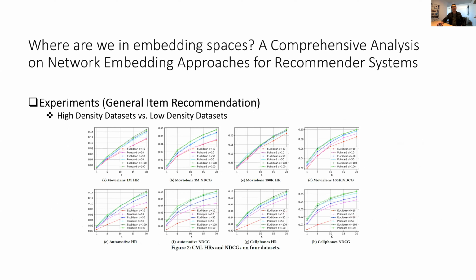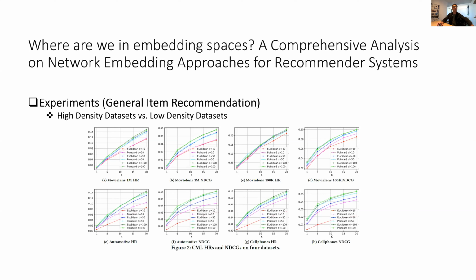Now, let's look at the experiment results and evaluate our hypothesis on general item recommendations. We will show the results of the social recommendation scenario afterwards. First, we show the influence of the density of the datasets. Let's take CML, that is collaborative metric learning, as an example.